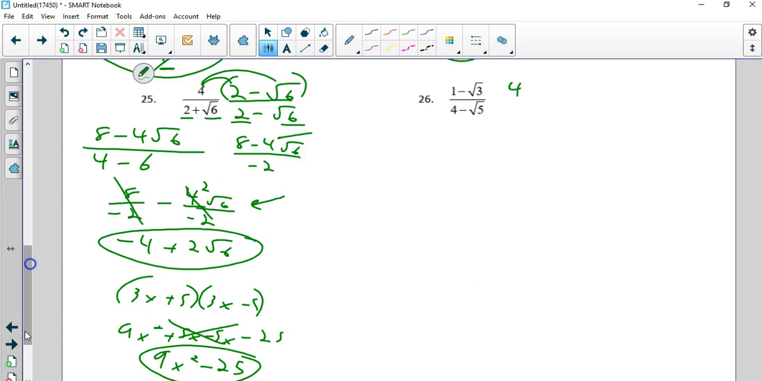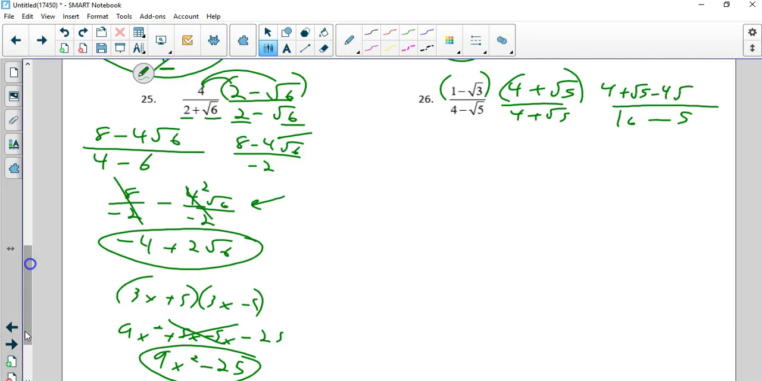So here, conjugate, 4 plus radical 5, 4 plus radical 5. Very easy on the bottom. 4 times 4 is 16, and then minus 5. On the top, we have to think about FOILing again. So the top, first times first, 4. Outer times outer, 1 times radical 5 is plus radical 5. Inner, negative radical 3 times 4 is minus 4 radical 3. And last, negative radical 3 times radical 5 is negative radical 15.